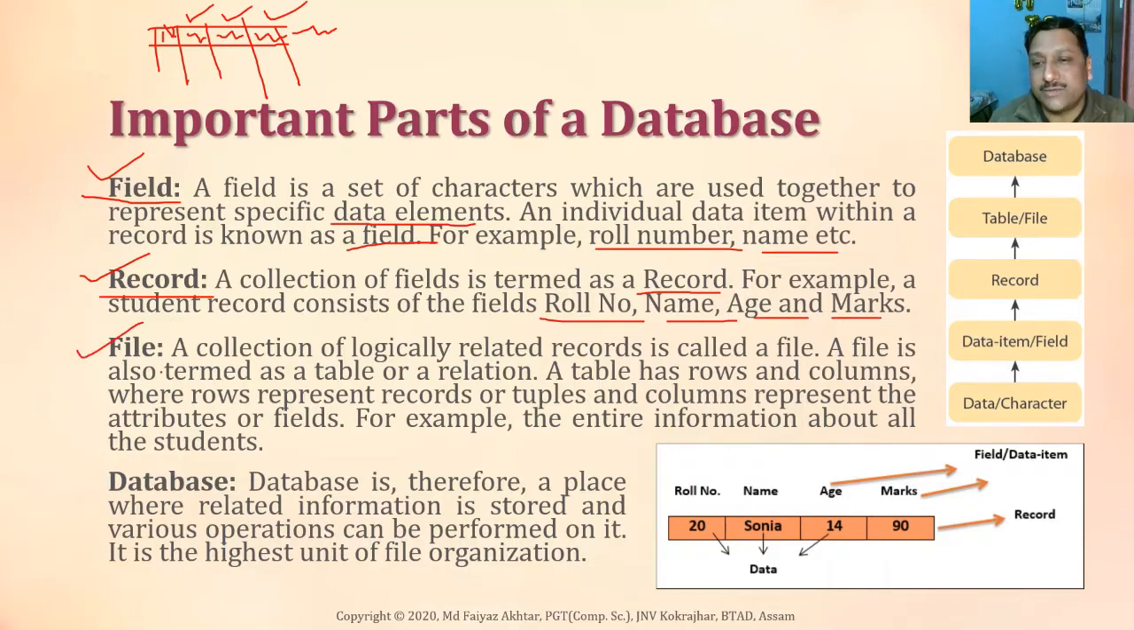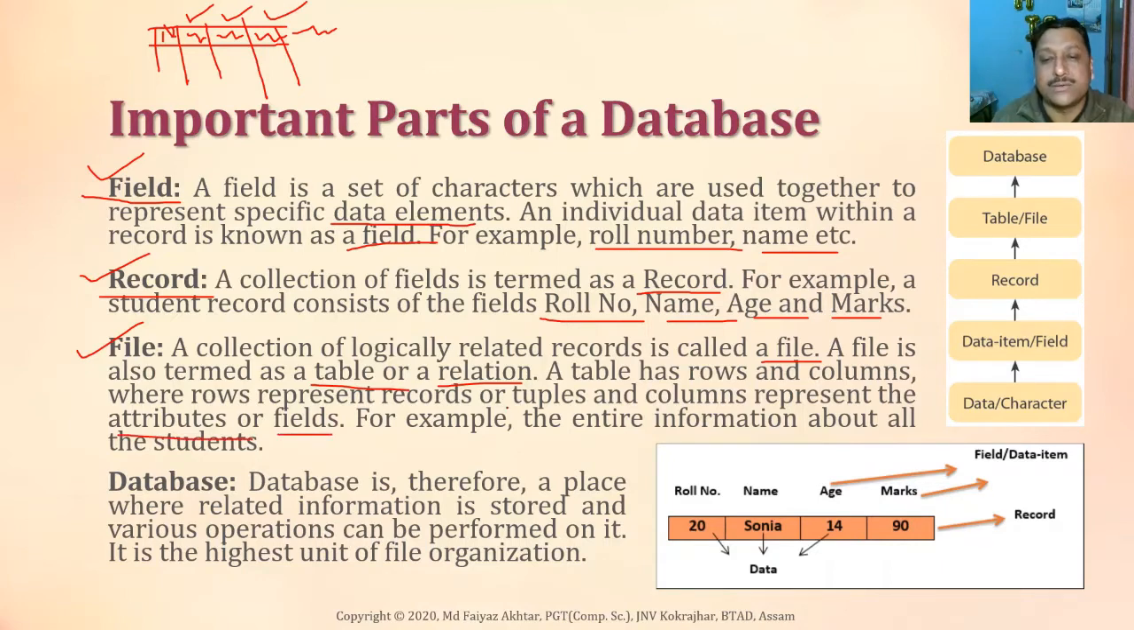Next, file. What is a file? A collection of logically related records is called a file. Suppose we have many records of information of different students, then this whole information can be logically stored in a file. In a database management system, a file is termed as a table, or it can also be called a relation. A table has rows and columns, where rows represent records or tuples, and columns represent the attributes or fields.